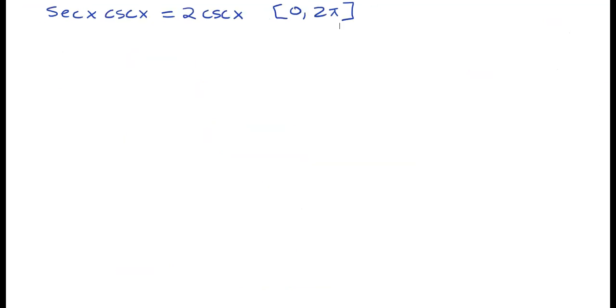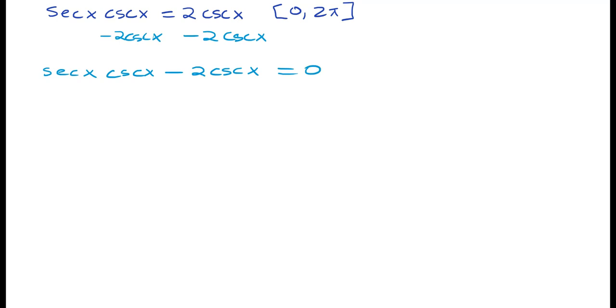Okay, now we have another instance here. So first, like we did in the earlier example, we're going to move everything to the same side so we don't lose values. So this is going to be, let's go with minus 2 cosecant x. So this is going to be secant x cosecant x minus 2 cosecant x equal to 0.